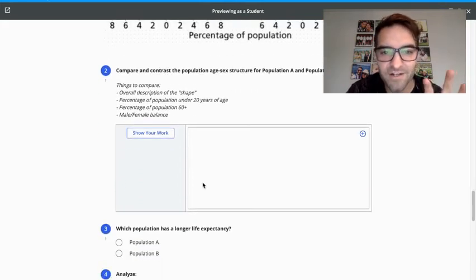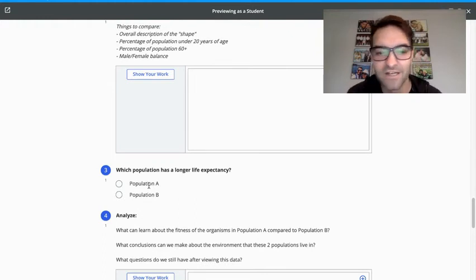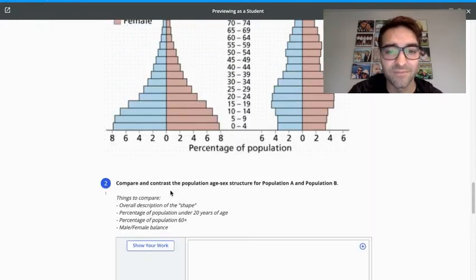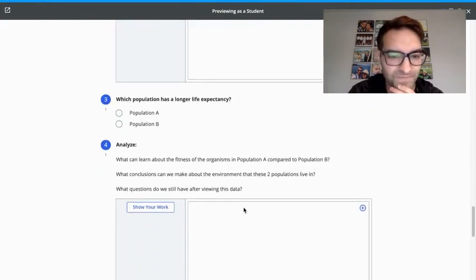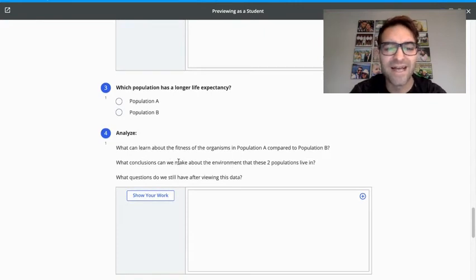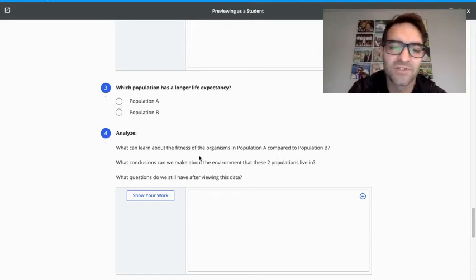Okay, so you're comparing and contrasting, just to get an idea of what this graph is telling me. Now, which one has a better life expectancy? So I want you to pull out, what does this tell me? Better life expectancy, I'm going to let you try to figure that out based on that chart. And then, as I've stated, what can we learn about the fitness of the organism population A compared to population B? So again, survival.